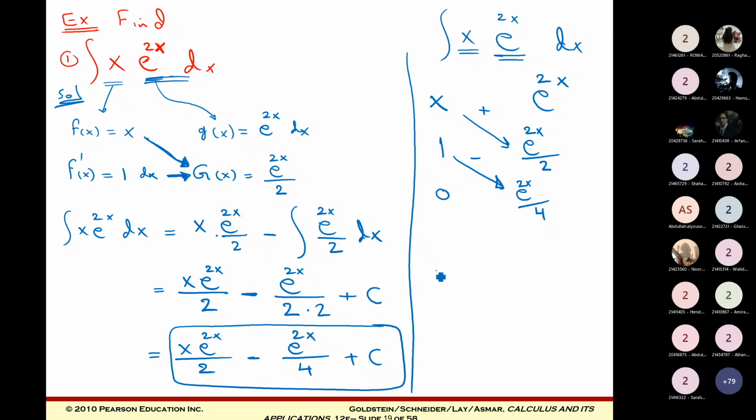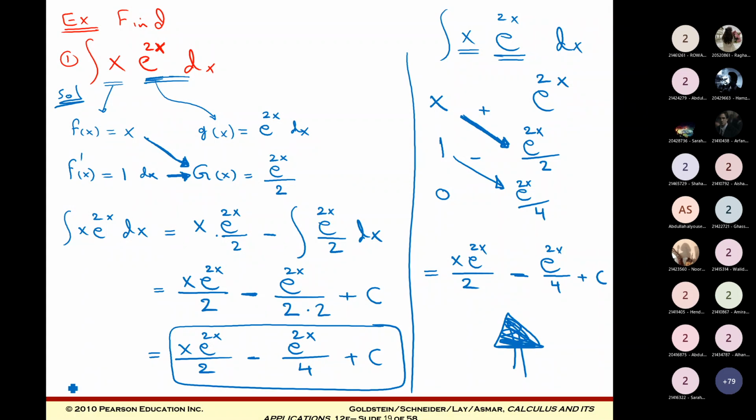So the integral equals, multiplying the first with the second, x e to the power 2x over 2 minus, multiplying 1 with e to the power 2x over 4, and after that put the constant c. So these are the two ways to find the integral by parts. Any question? We can use this technique if we have an exponential function with x.